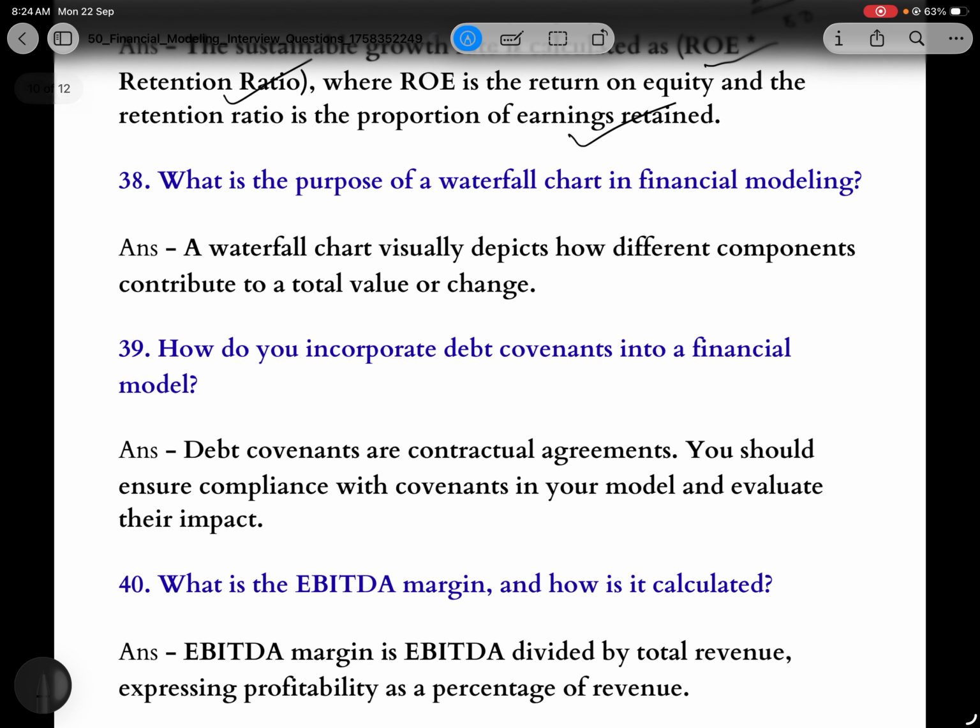So, the waterfall chart in financial modeling. It's basically a visual representation of how different components contribute to value or changes. It's sort of like a stacked diagram kind of situation. It just shows how different components add to the total value of things.